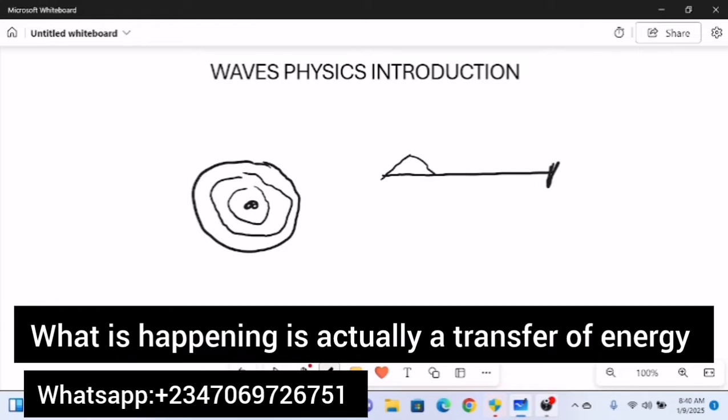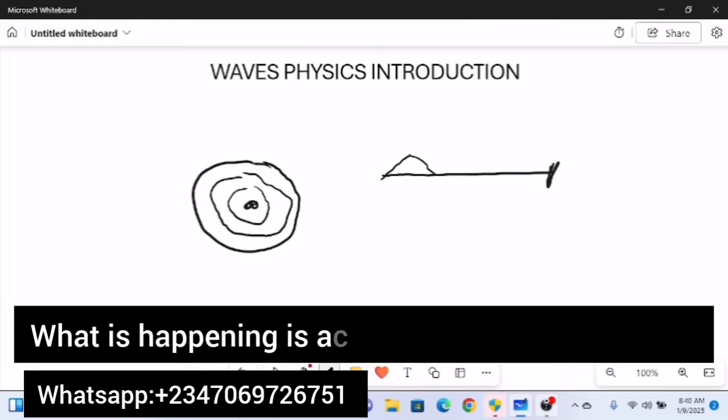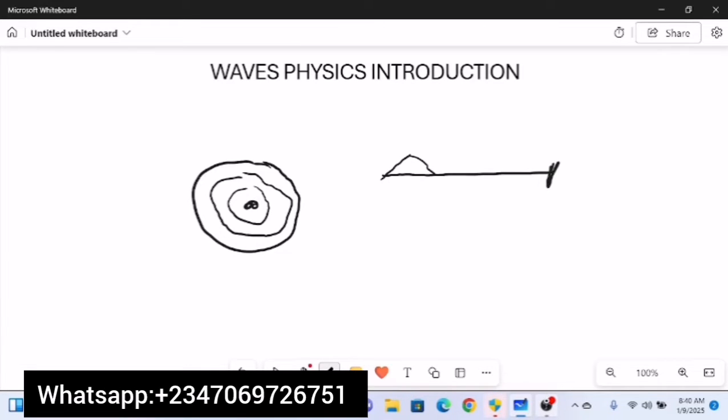Now what is happening is actually a transfer of energy. Same thing as when we had a stone being dropped into a pool of water, there's a ripple effect. That ripple effect simply means a transfer of energy, and this energy is as a result of what is called a wave. Now, what is a wave?